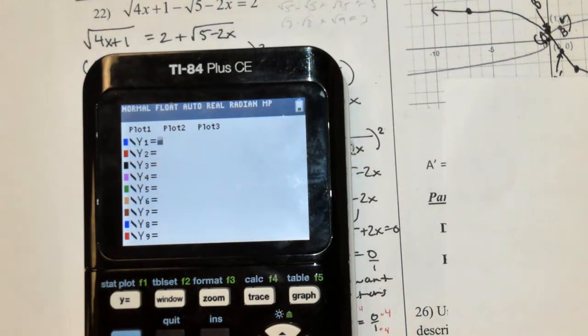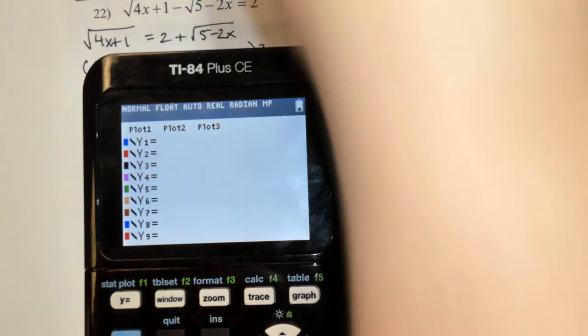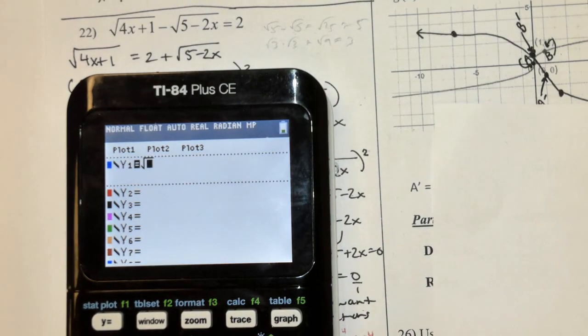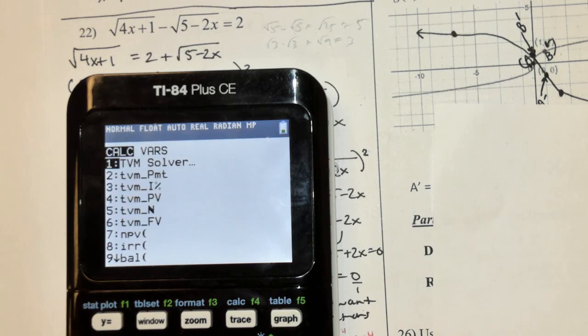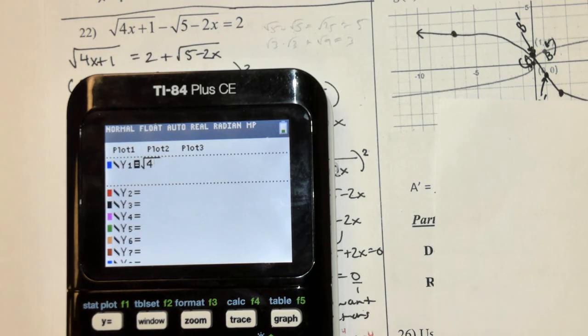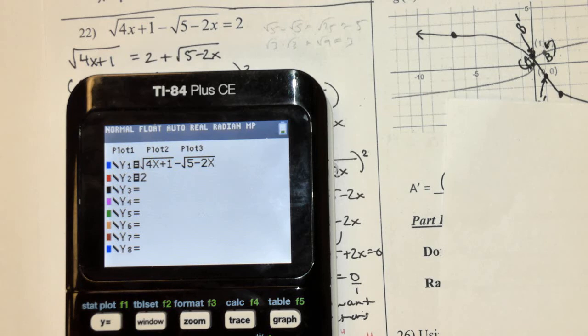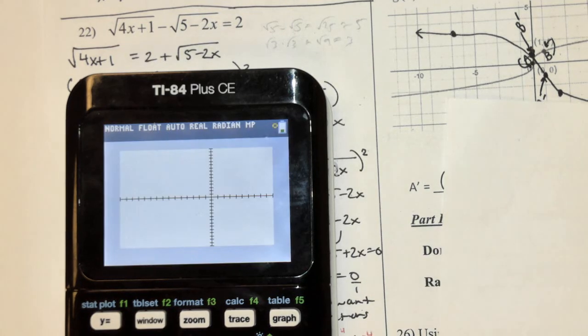So I come up here, if anything existed, I would erase it, and I have the square root of 4x plus 1. I use the cursor to move outside, subtract the square root of 5 minus 2x, I go to y sub 2 and plug in a 2. I can see they only cross one time.